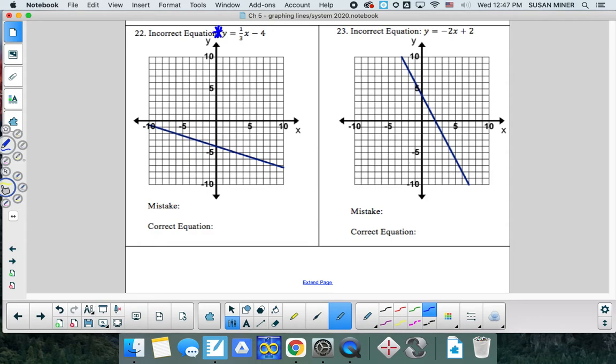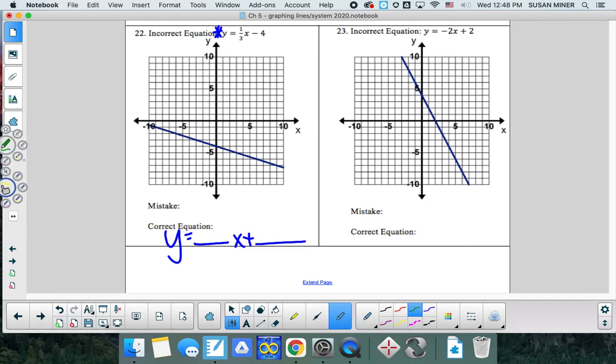This is not the right equation. But here is the graph, and the graph is correct. So we have to find the mistake in the equation. The best way to do that, I think, is to just go ahead and find the correct equation from the graph. So y equals blank x plus blank, right? Let's find the correct equation first, and then we'll compare our equation that we got from the graph to the incorrect equation above and see if we can identify what the mistake is.